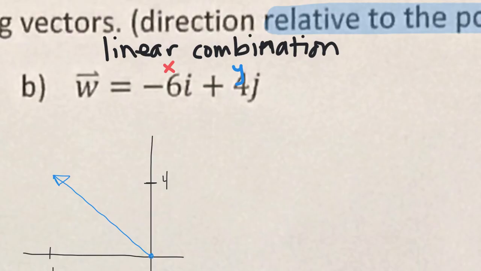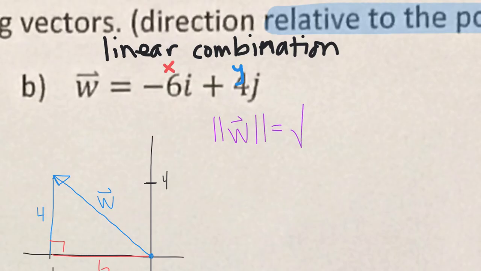So once again, to find the magnitude, we're going to look at the y side of 4 and the x side of 6. And this is going to help us to do the, well, it's called the magnitude. So our double bars, the square root of -6 squared plus 4 squared.